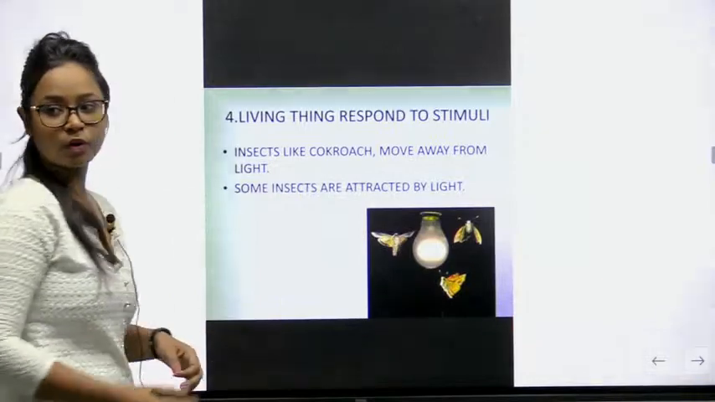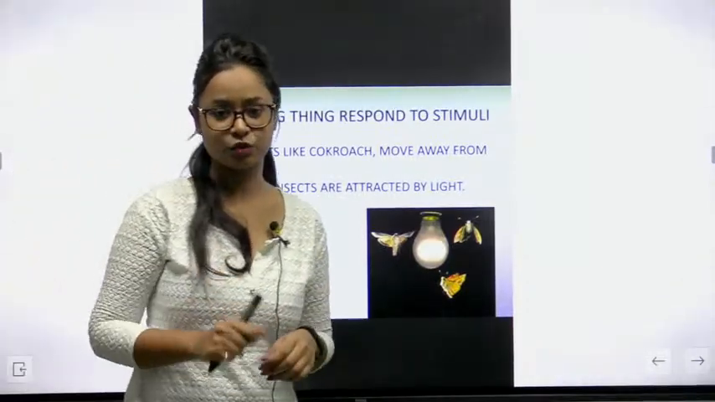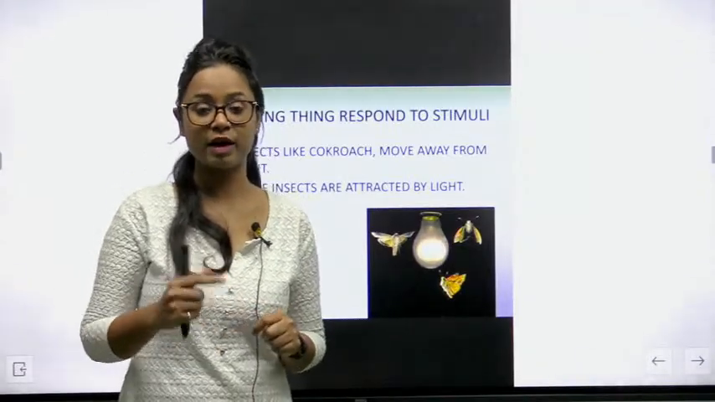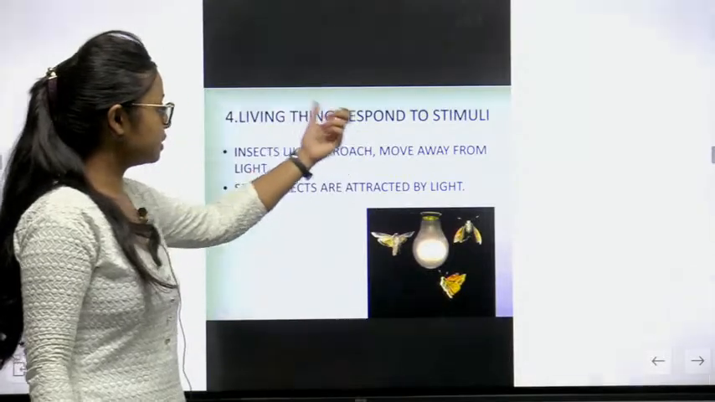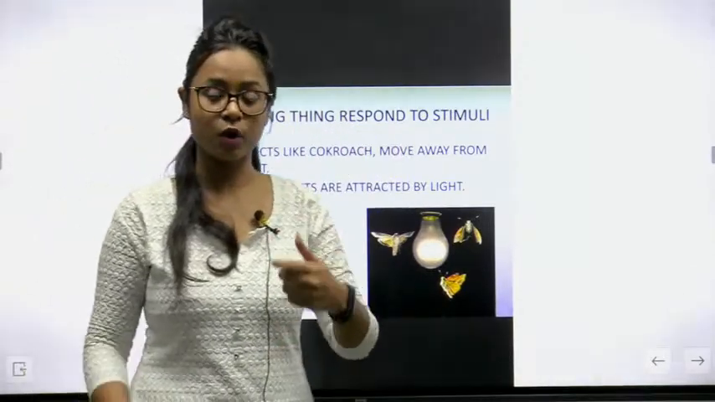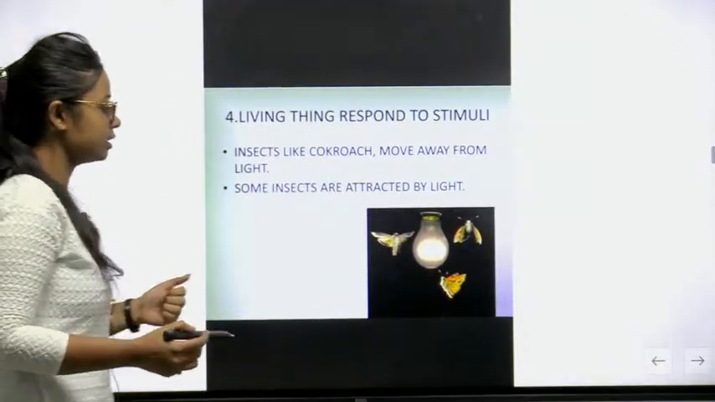Living things respond to stimuli. Respond to stimuli means, for example, if I pinch you, okay, what will happen? You will react to it. Why? Because you feel and react. So stimuli is I am pinching you, and response is you are reacting to it. You just take your hand back. Okay, that is a response to stimuli.